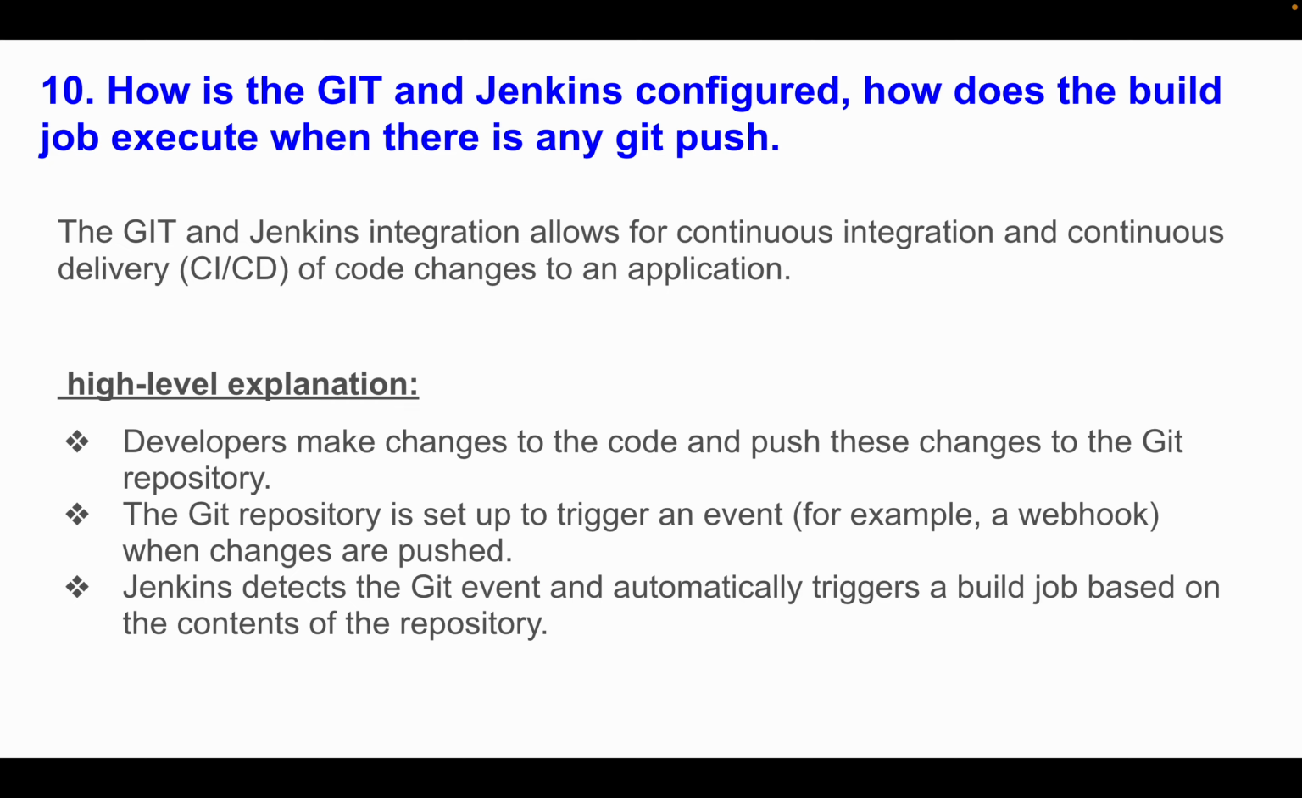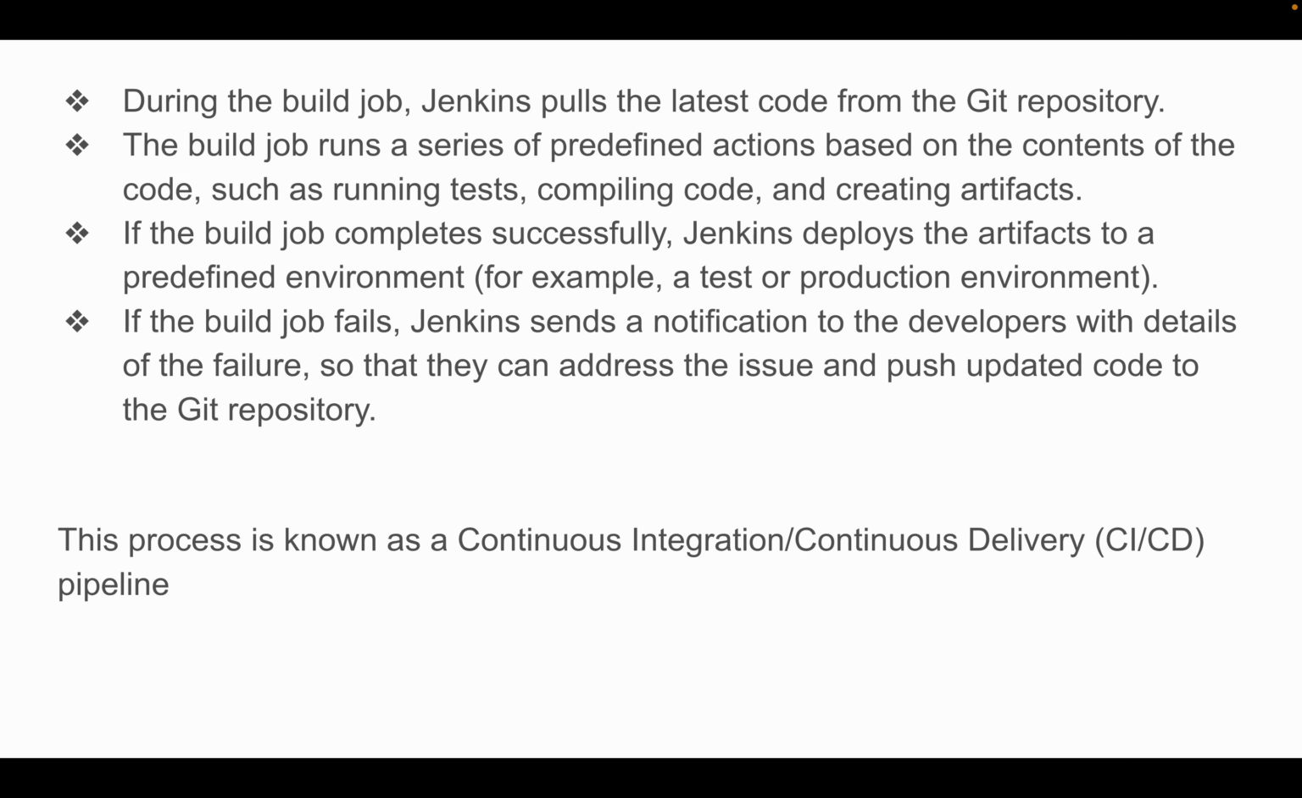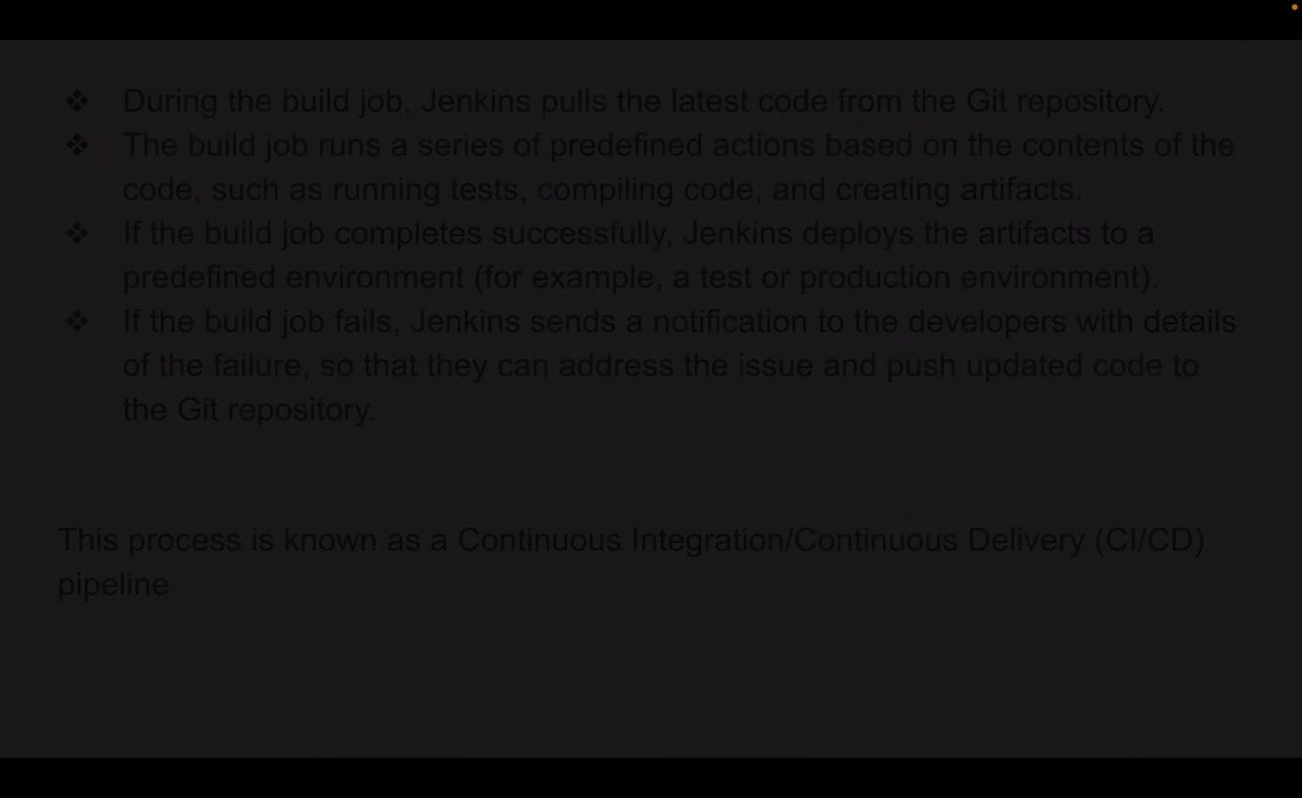Jenkins detects the Git event and automatically triggers a build job based on the content of the repository. Then during the build job, Jenkins pulls the latest code from the Git repository. The build job runs a series of predefined actions based on the content of the code, such as running tests, compiling code, and creating artifacts. If the build job completes successfully, Jenkins deploys the artifacts to the predefined environment, for example, test or production environment. If the build job fails, Jenkins sends a notification to the developers with the details of the failure so that they can address the issue and push the updated code to the Git repository. The process is known as continuous integration and continuous delivery, which is called a CI/CD pipeline.